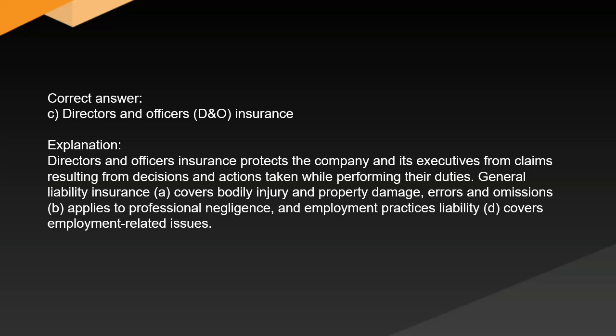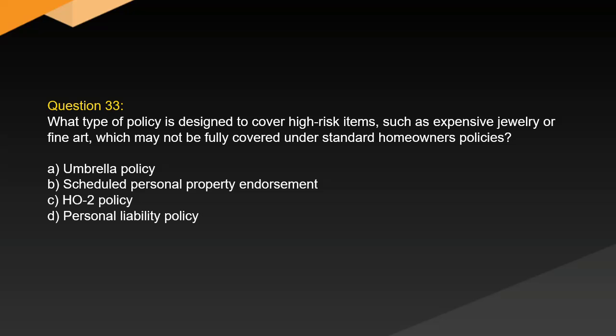General liability insurance, A, covers bodily injury and property damage. Errors and omissions, B, applies to professional negligence, and employment practices liability, D, covers employment-related issues. Question 33. What type of policy is designed to cover high-risk items such as expensive jewelry or fine art, which may not be fully covered under standard homeowners policies? A. Umbrella policy. B. Scheduled personal property endorsement. C. HA2 policy. D. Personal liability policy.